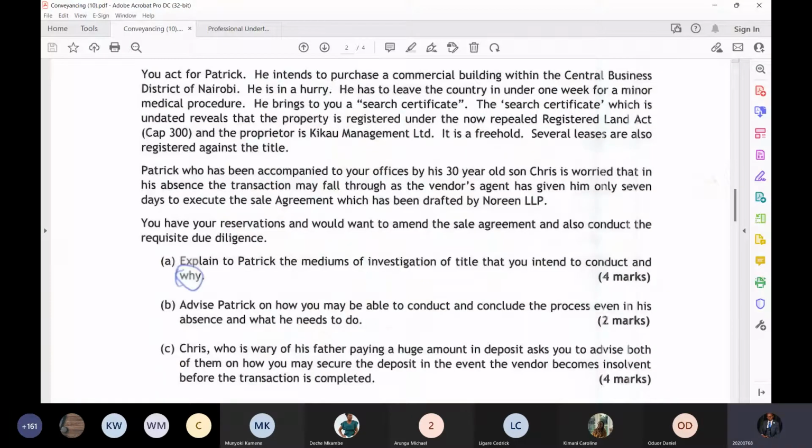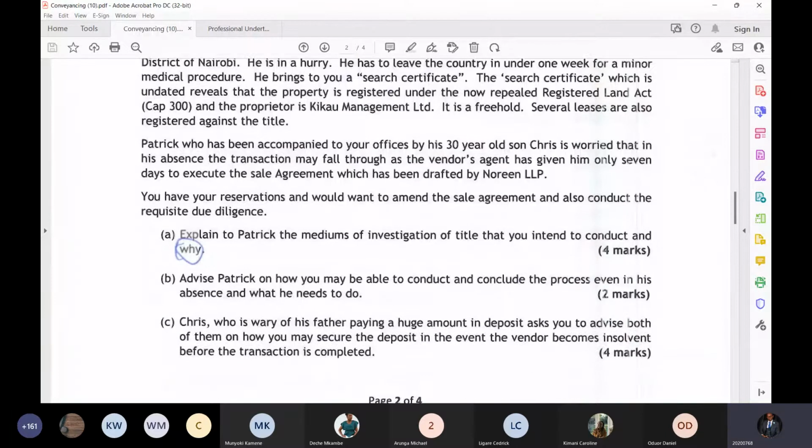Now, part 2: advise Patrick on how you will be able to conduct and conclude the process even in his absence, and what he needs to do. So what do we need to do here? I think you can execute a power of attorney, either in favor of the advocate or his son.